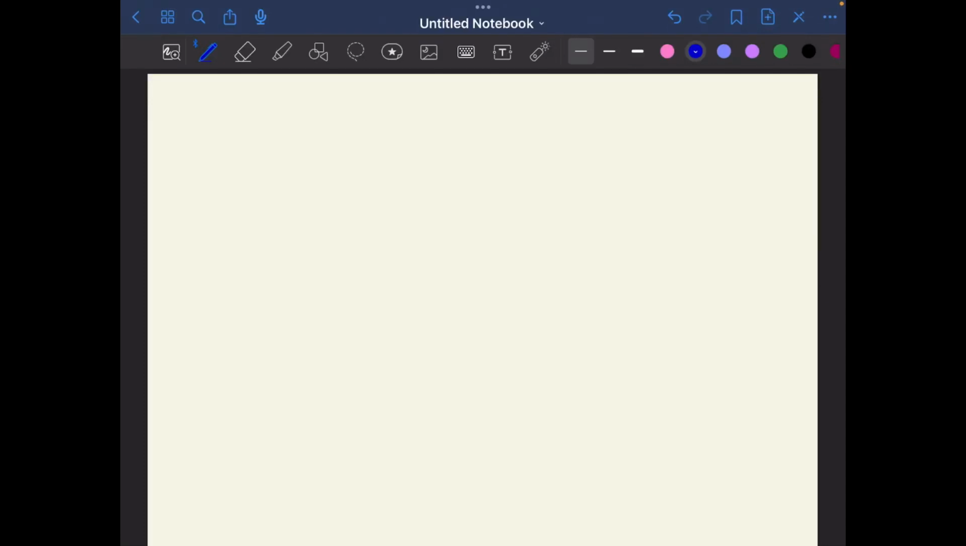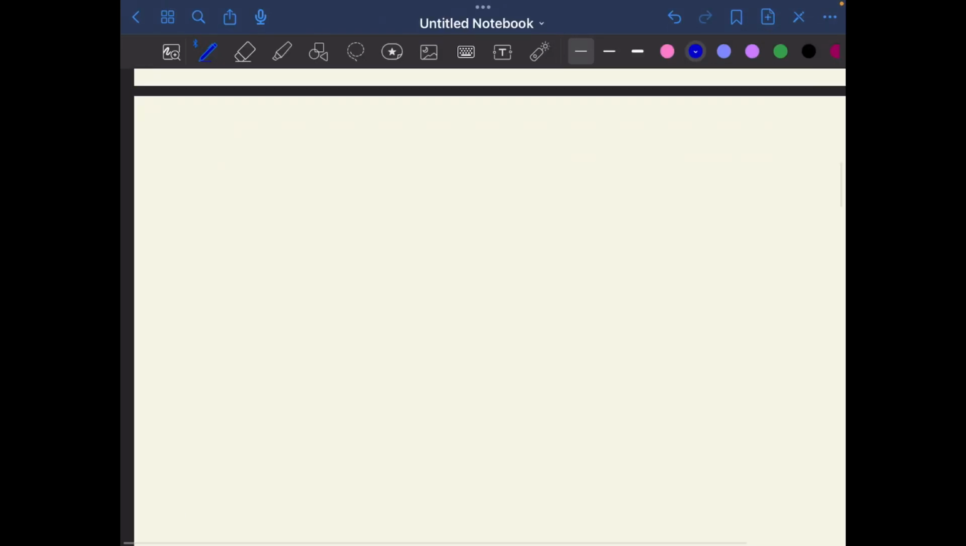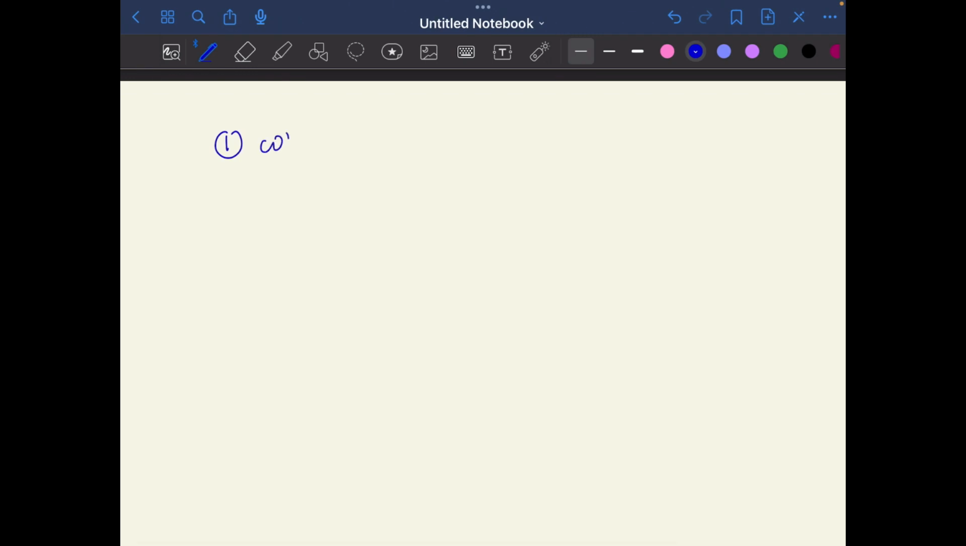This is the recording from vectors 1. Okay, so we start off with collinearity.